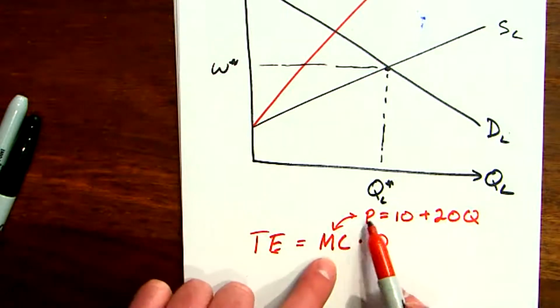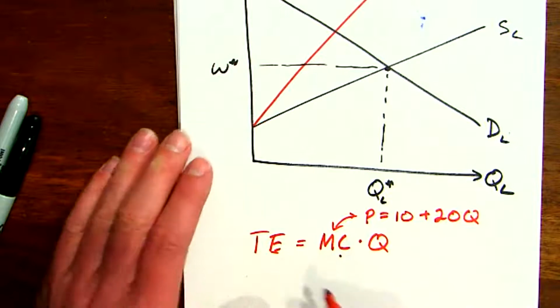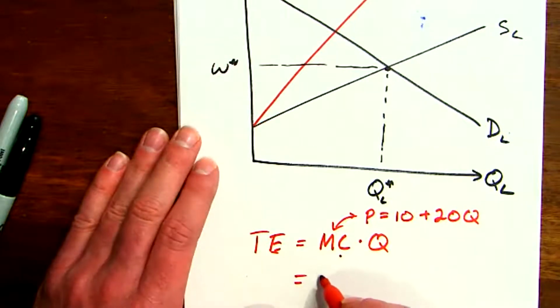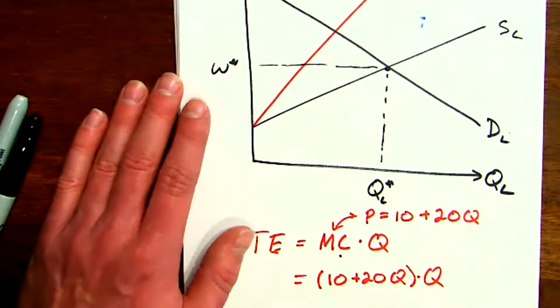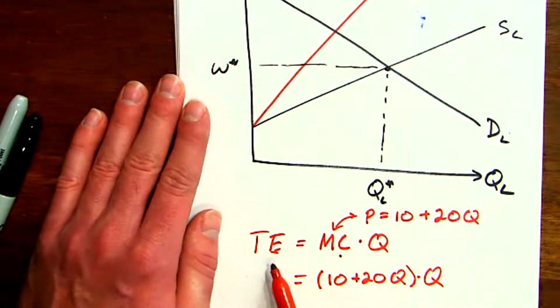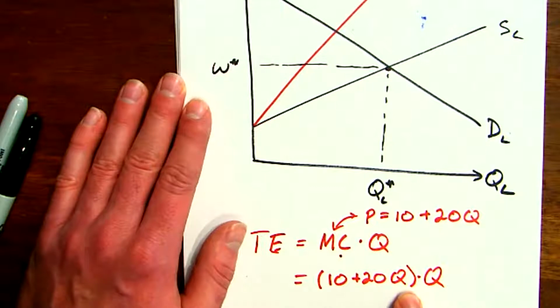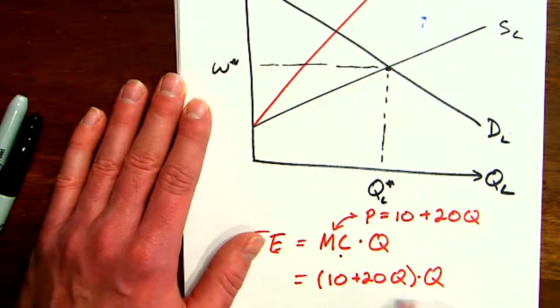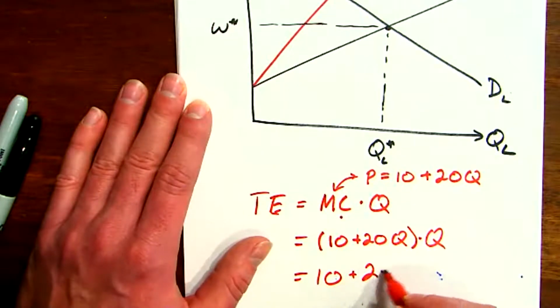We could think of the supply curve as really representing marginal costs, right? So I've got my total expenditures would be something like 10 plus 20 Q times Q, right? And then think about how I can maximize this equation? Well, that's where I take a derivative with respect to the thing that I can choose, so the quantity of labor. So if I take a derivative with respect to Q here, I would get 10 plus 2 times 20 Q.